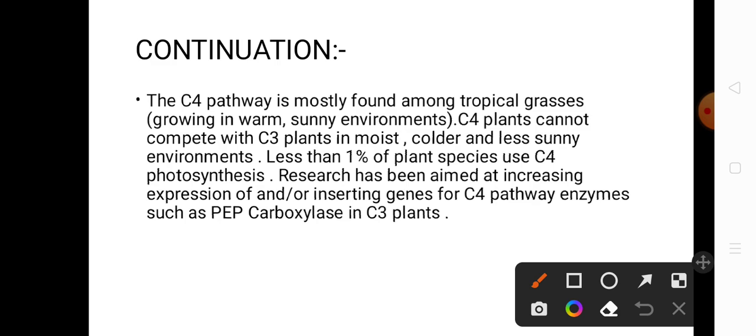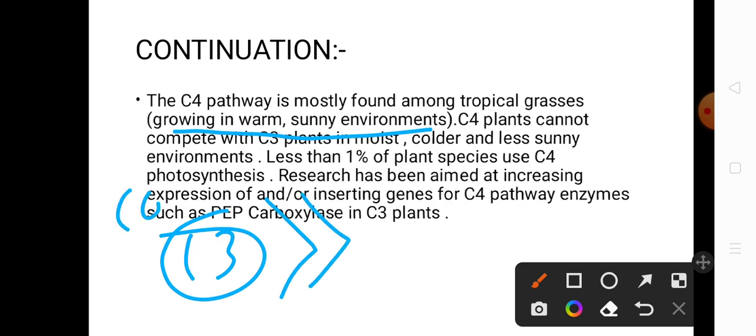Although C4 plants are very beneficial, especially in dry and hot conditions, when there is a moist condition or a less sunny environment, C4 plants simply cannot compete with C3 because C3 plants have an active Calvin cycle. That's why C3 plants fix more CO2 compared to C4 when there is a moist environment, but the opposite is true when there is a hot or dry environment.